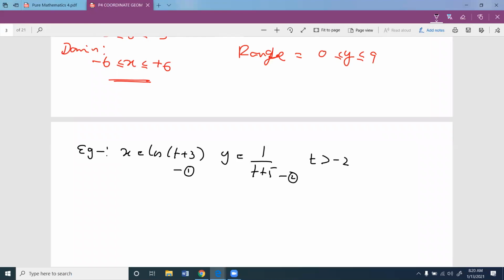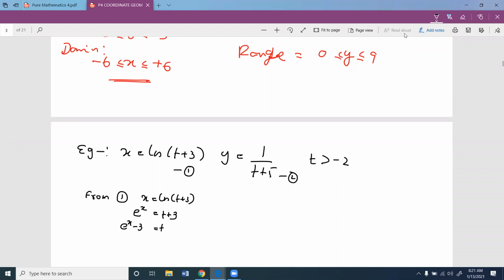Okay, right. Let's go to this one. So make t the subject from 1. What you can get here is x equals ln t plus t. So if you bring ln to the other side, sorry, I just get it this way: ln t plus t. So t plus t equals to how much? e to the power x. Therefore, you can say t is equal to how much? e to the power x minus 3.